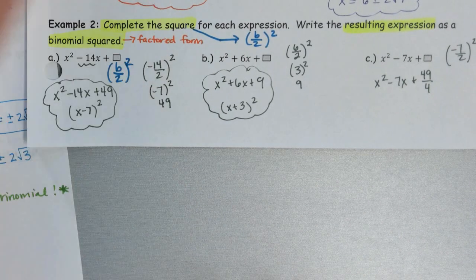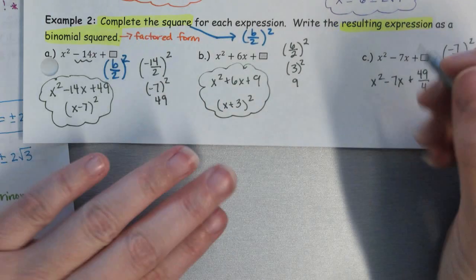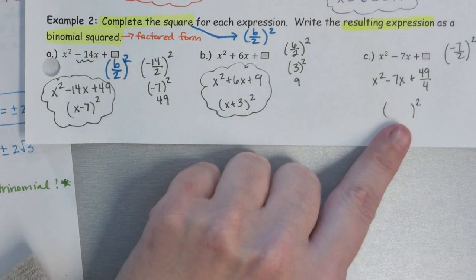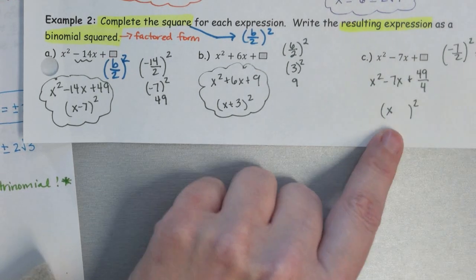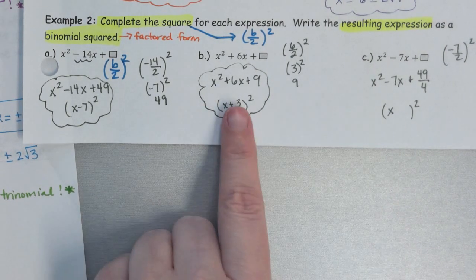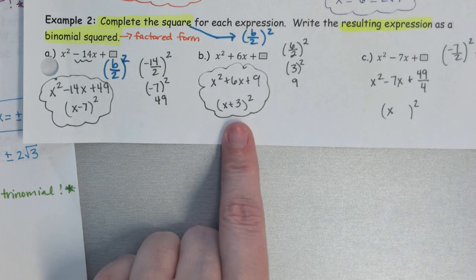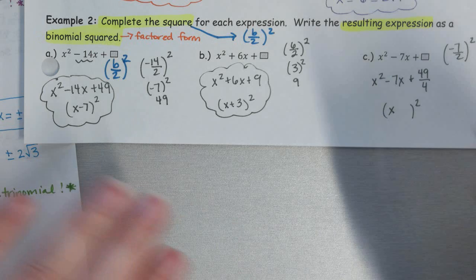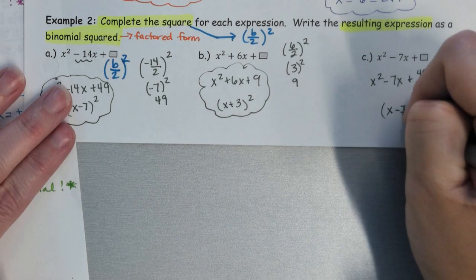Okay, then from there, like I said, when you're writing this as a binomial, you always have your x here. Now what goes here is half of that b value. Well, didn't I already write that when I did this part? Yep. So this is x minus 7 over 2.